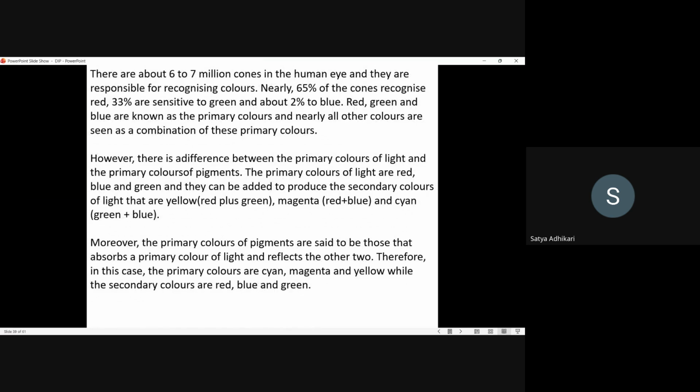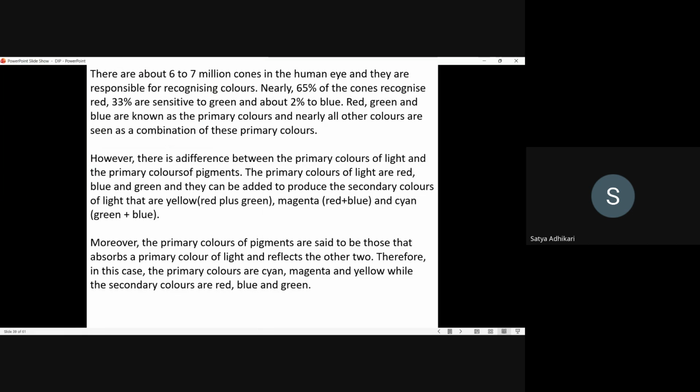It is written that there are about 6 to 7 million cones in the human eye, and they are responsible for recognizing color. There are rods and cones, you recall, and 6 to 7 million cones are present. Nearly 65% of the cones recognize red, 33% are sensitive to green, and only 2% to blue. Red, green, and blue are known as the primary colors, and nearly all other colors are seen as a combination of these primary colors.